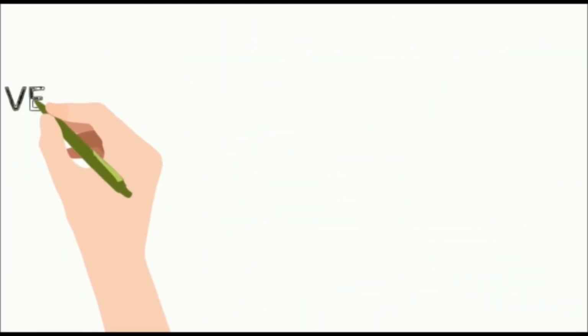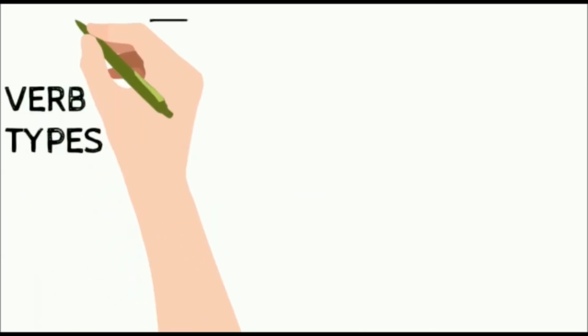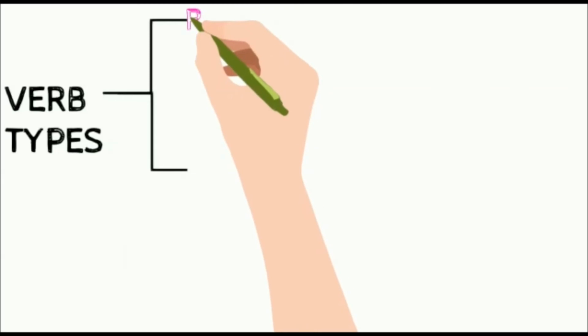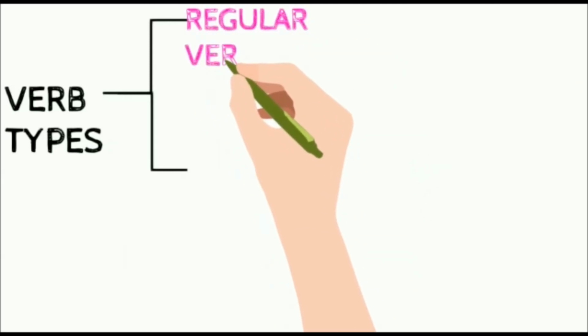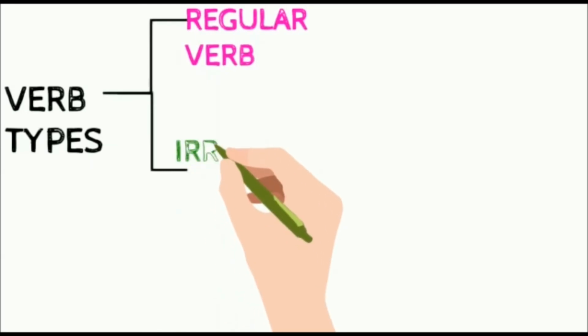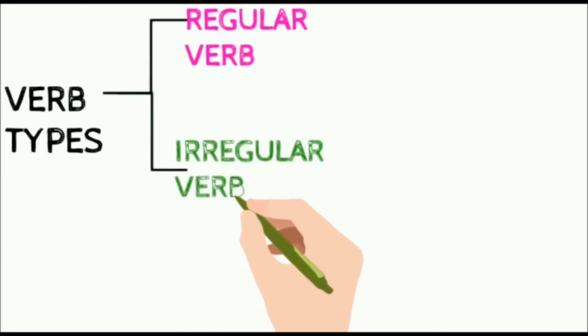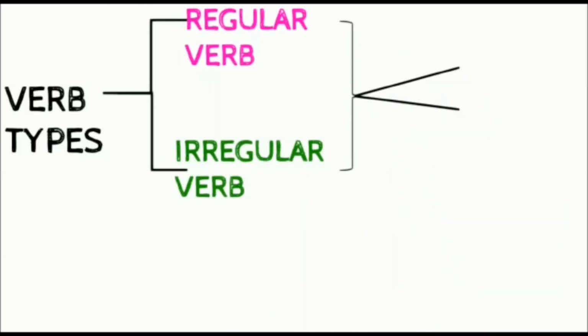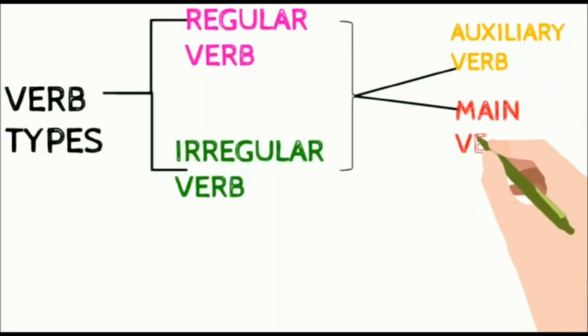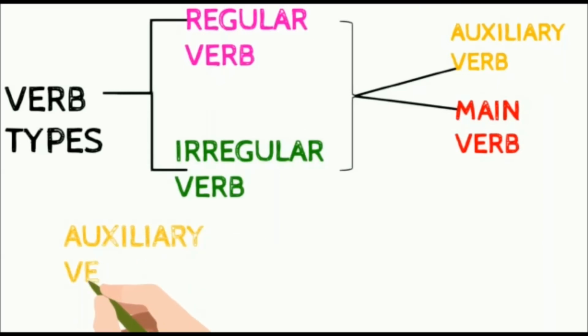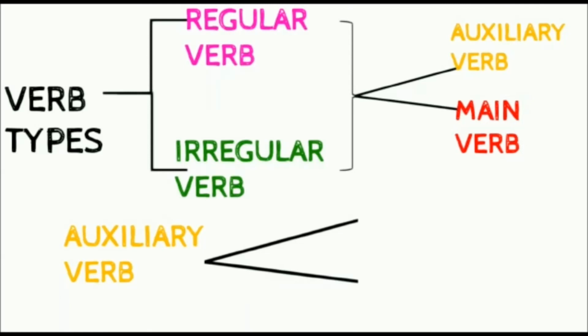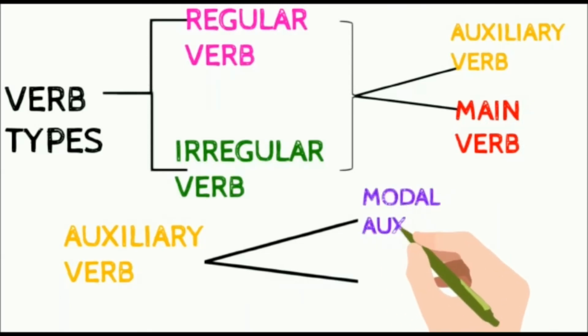Now that we have ended our session, let us take a look at the flowchart. Here we have verb types, which are main verbs and auxiliary verbs. And these main verbs and auxiliary verbs can either be a regular verb or an irregular verb. To make it more clear, auxiliary verbs can either be a regular or an irregular verb. Similarly, main verbs can also be a regular or an irregular verb. Auxiliary verbs are again divided into two types. The first type is the modal auxiliary verb, and the next type is the primary auxiliary verb.